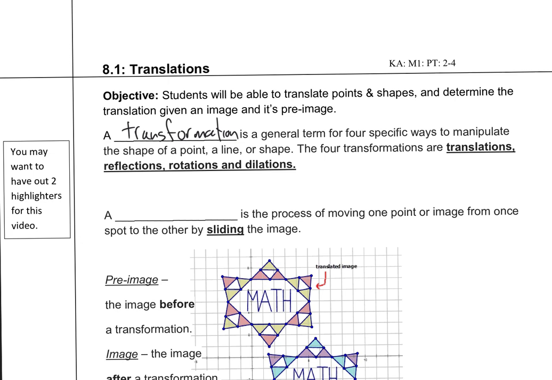And these 3, let me highlight them. These do what we call preserve congruence. And we'll talk more about that later. But basically all that means is when you translate it, reflect it, or rotate it, it will still stay the same shape. It's not going to change its size or shape, but a dilation actually changes its size. And so that does not preserve congruence. It only preserves similarity. So actually we could say these preserve congruence and what we call similarity.